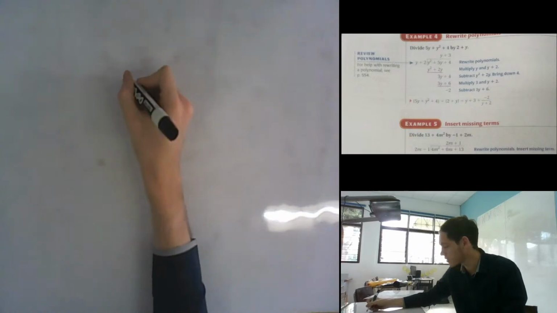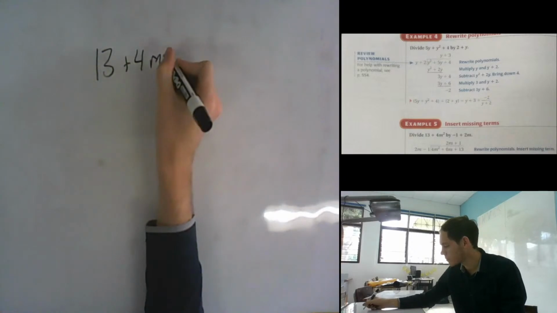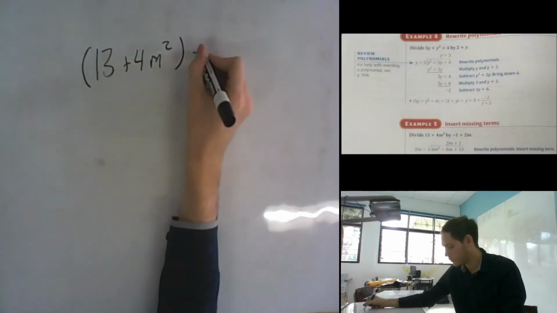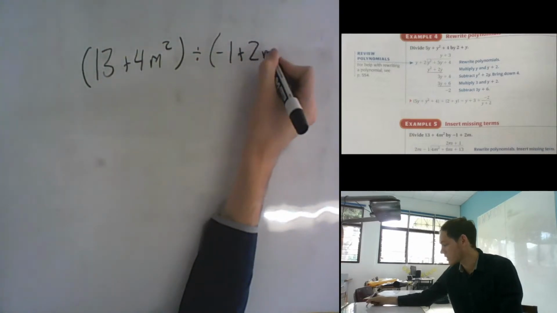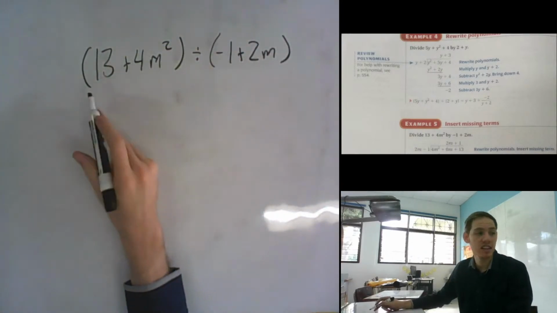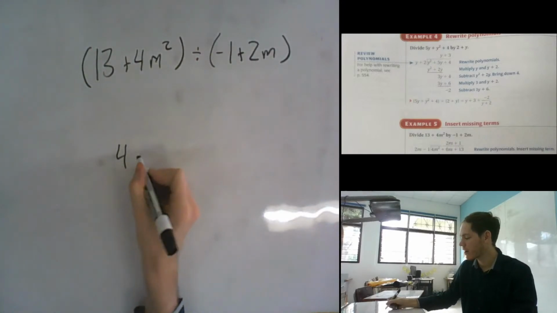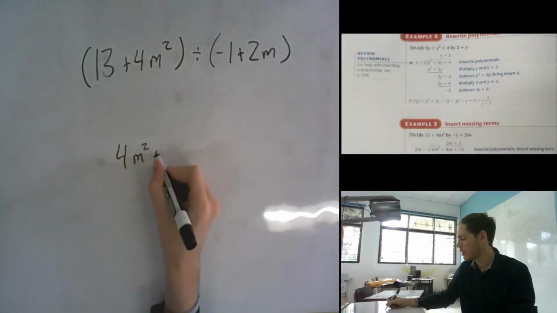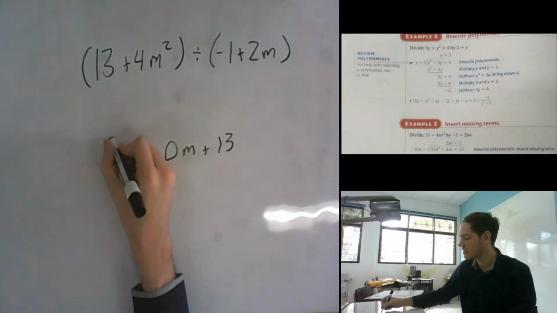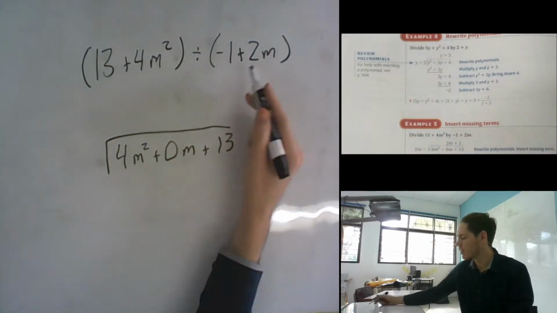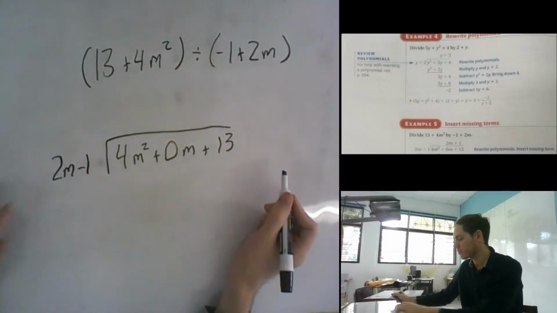Our question is going to be 13 plus 4m squared divided by negative 1 plus 2m. So this is a rewriting one. Now this one doesn't have an m in there. We don't see just m. So we're going to have to write 4m squared plus 0m plus 13. So you have to keep track of that 0m. Then we just rewrite the divisor as 2m minus 1.